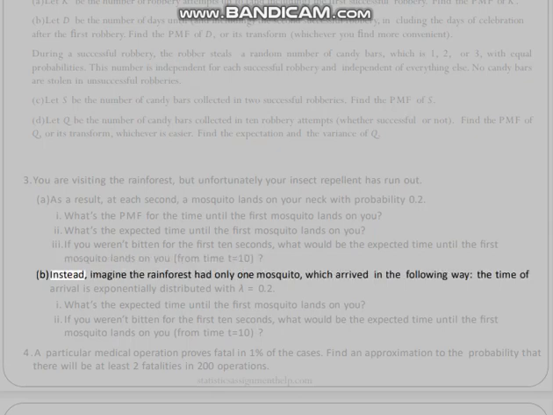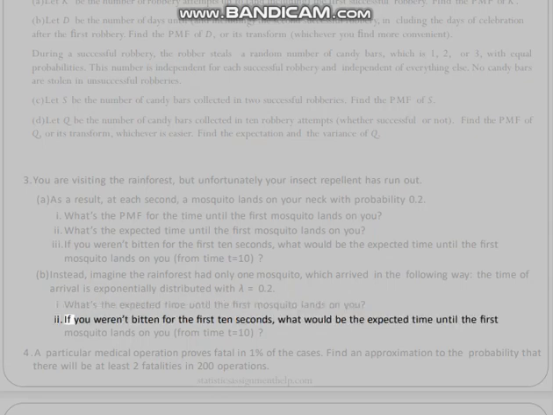B. Instead, imagine the rainforest had only 1 mosquito, which arrived in the following way. The time of arrival is exponentially distributed with lambda equals 0.2. 1. What's the expected time until the first mosquito lands on you? 2. If you weren't bitten for the first 10 seconds, what would be the expected time until the first mosquito lands on you, from time t equals 10?